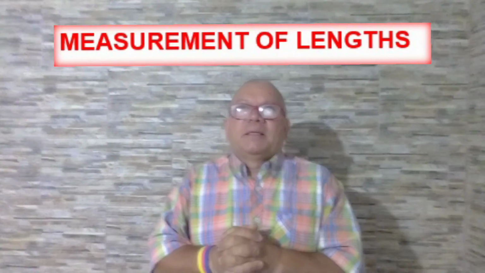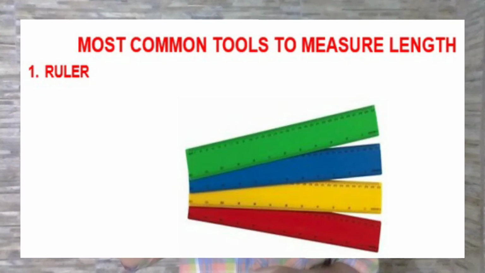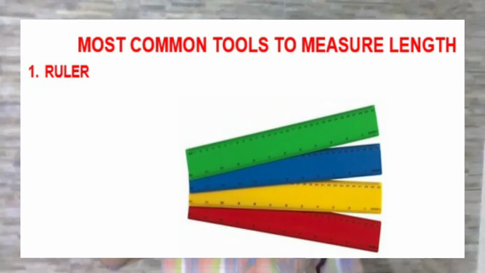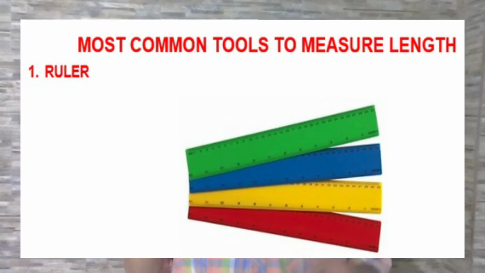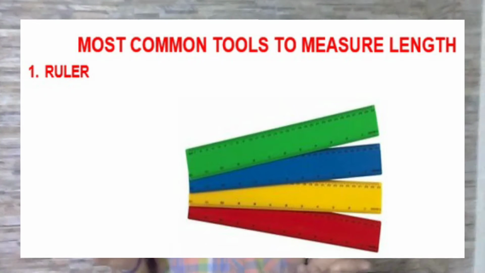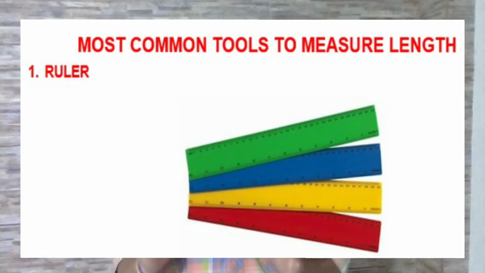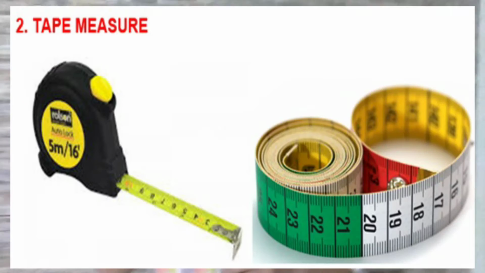Measurement of lengths. The most common tools to measure length are: first, rulers are the most often used length measurement tool that we find in offices, schools, and home. It can measure objects up to 30 centimeters with sufficient precision of 1 millimeter.